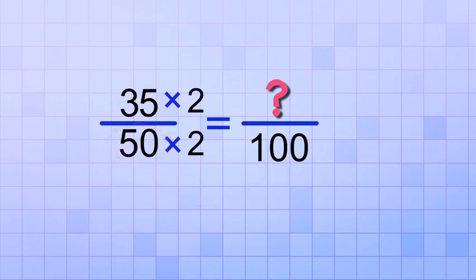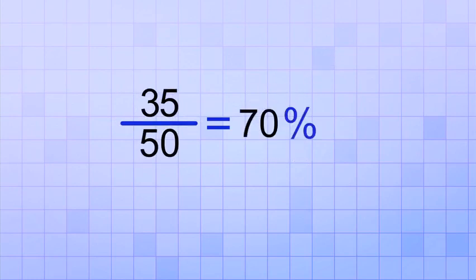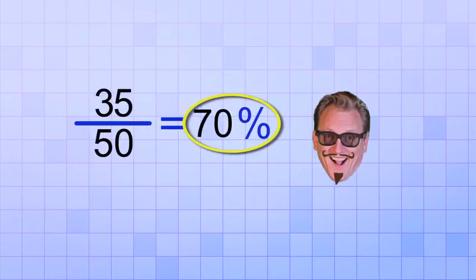If we multiply the bottom by 2, 2 times 50 gives us 100, and then we also need to multiply the top by 2, and 2 times 35 equals 70. So now we can see that 70 over 100 is equivalent to 35 over 50. And since 70 over 100 is just 70%, it means that our uncle has visited 70% of the states.